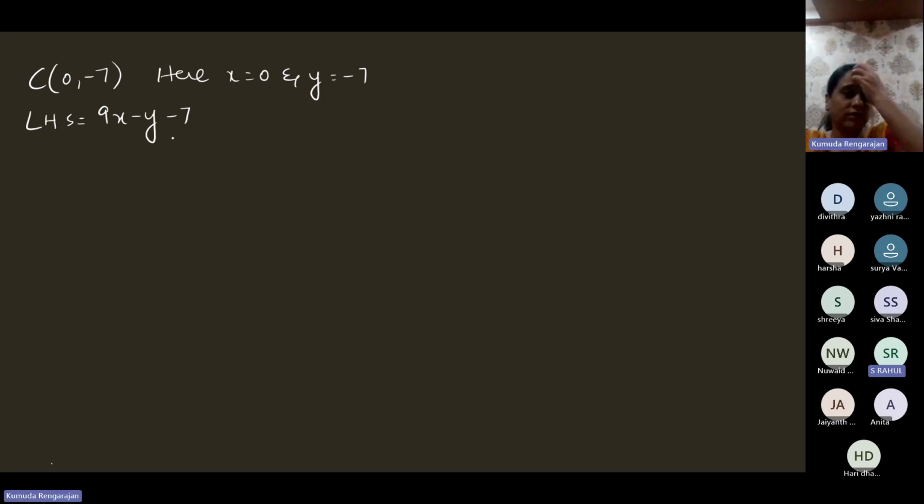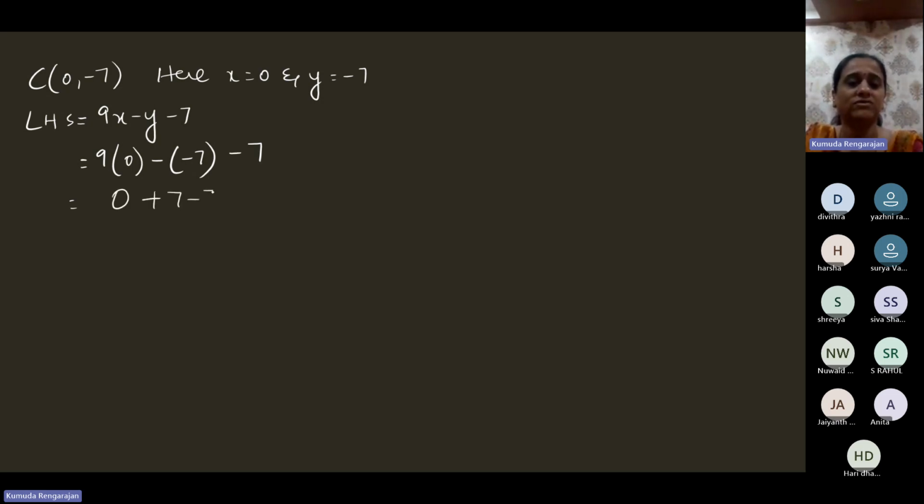And 9x minus y minus 7. Yes, it's a mistake, it's not intentional, I know that. So 9x minus y minus 7, so 9 into 0 minus 7. Be careful, 9 into 0 is not 9, it is 0. Minus into minus plus 7, minus 7, which is 0, which is the RHS.